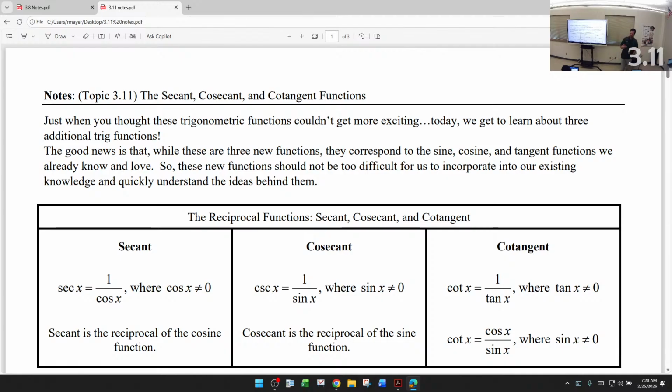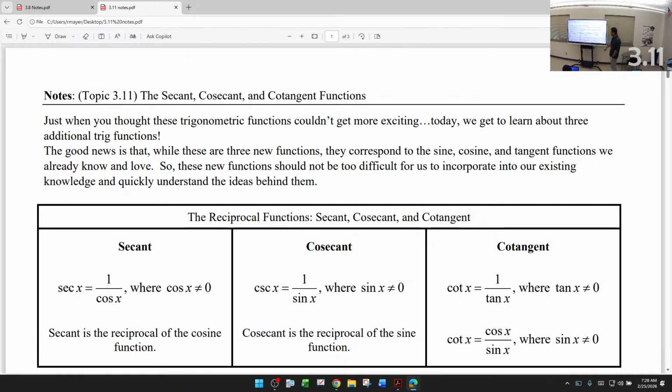We've kind of mentioned them a little bit in class already, but now we'll talk a little bit more about them. The good news is that while these are 3 new functions, they correspond to sine, cosine, and tangent, which is a little crazy because to me, tangent corresponds to sine and cosine. If you know sine and cosine, you know all 6 of them. So these new functions should not be too difficult for us to incorporate into our existing knowledge and quickly understand the ideas behind them.